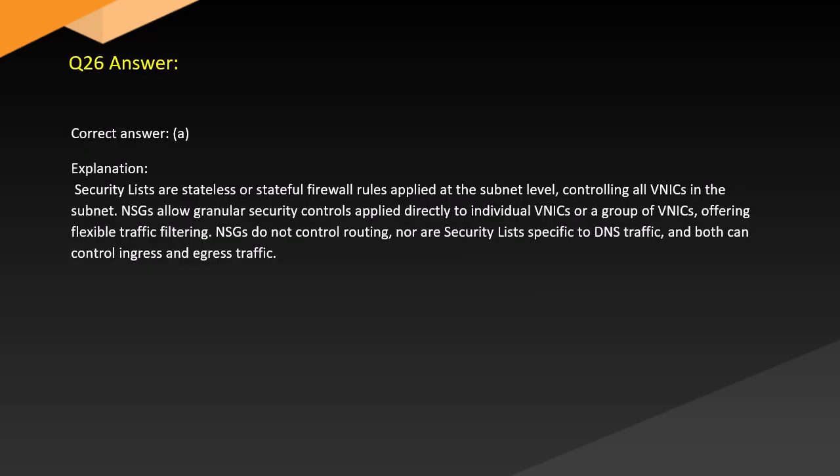Answer. Correct answer: A. Explanation. Security lists are stateless or stateful firewall rules applied at the subnet level, controlling all VNICs in the subnet. NSGs allow granular security controls applied directly to individual VNICs or a group of VNICs, offering flexible traffic filtering. NSGs do not control routing, nor are security lists specific to DNS traffic, and both can control ingress and egress traffic.